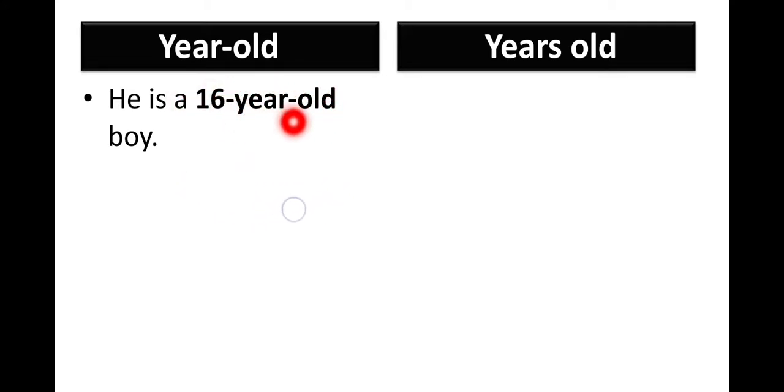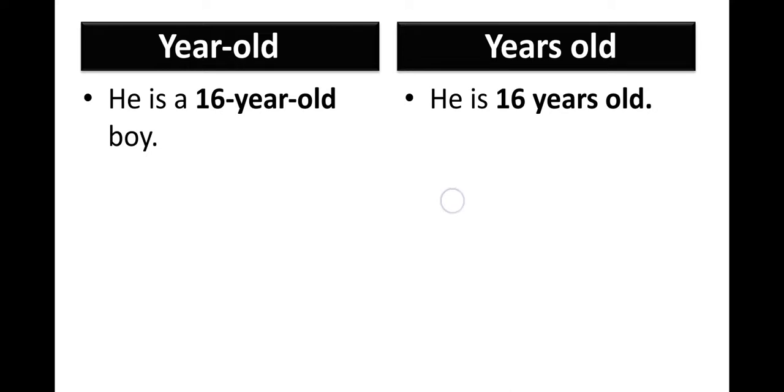If I want to write the same sentence using "years old," how will I write it? He is 16 years old. So what did I remove? I removed "a" from here, and hyphens are not there, but I have added s to "year." So did you notice the difference? He is a 16-year-old boy. "Boy" is here, but here you see a noun is not there after the phrase "years old." So, he is 16 years old.